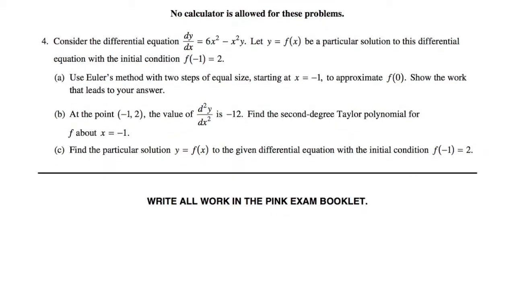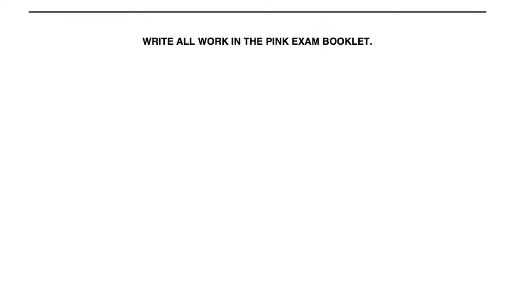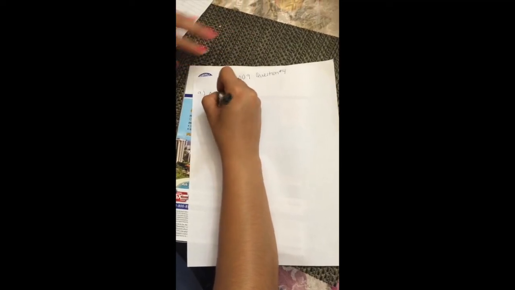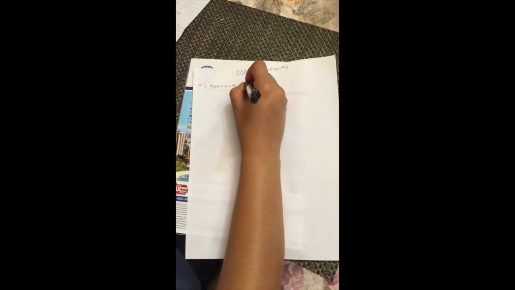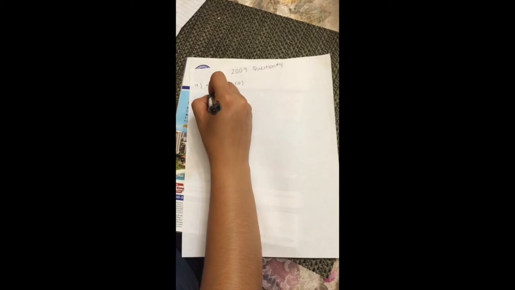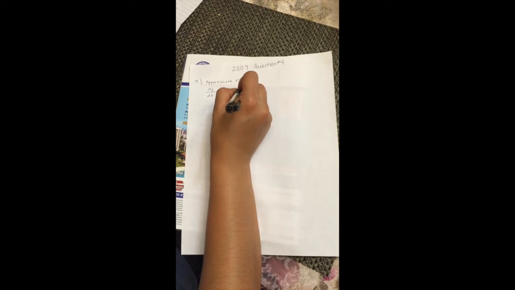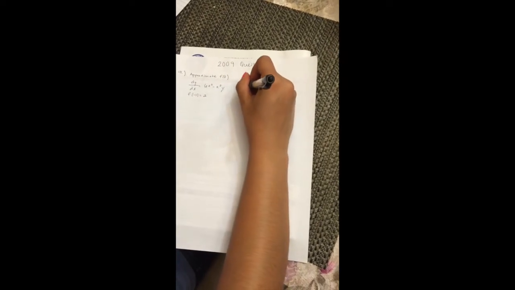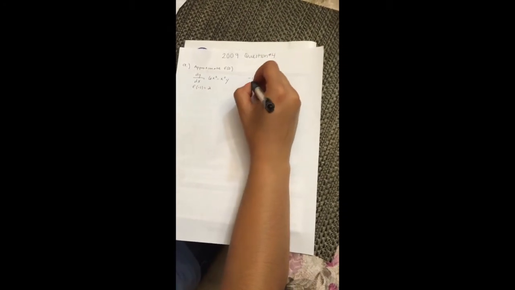For the 2009 free response questions for part A, we need to use Euler's method to approximate f of 0. The first thing we need to do is write down the given information, which is dy over dx is equal to 6x squared minus x squared times y. The second thing we need to write down is f of -1 is equal to 2. Once we have that written down, the next step is to find out the two steps of equal length. And to do that, we divide -1 by 2, and then we get -1/2.